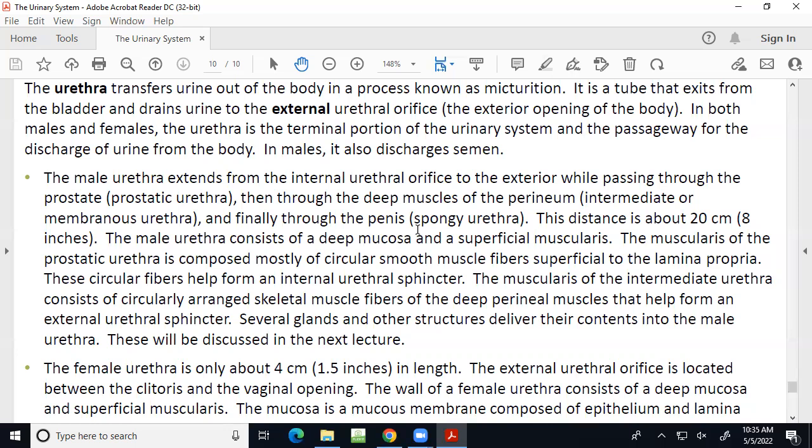And let's go through each of the urethras, the male first and then the female. The male urethra extends from the internal urethral orifice to the exterior while passing through 3 parts.